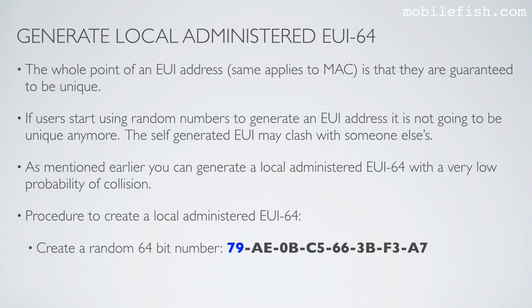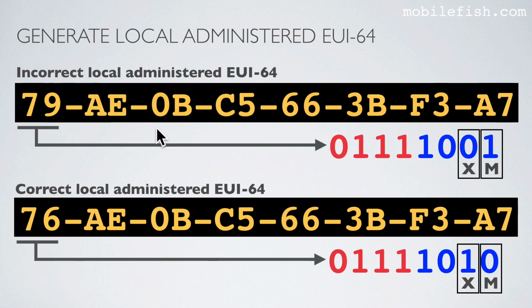Create a random 64-bit number. Here's an example. Make sure in octet 0, this octet, the X bit is set to 1 and the M bit is set to 0. Here's an example with an incorrect locally administered AUI-64. If we look at octet 0, the X bit is set to 0 and the M bit is set to 1. This is not correct. The X bit should be set to 1 and the M bit should be 0.